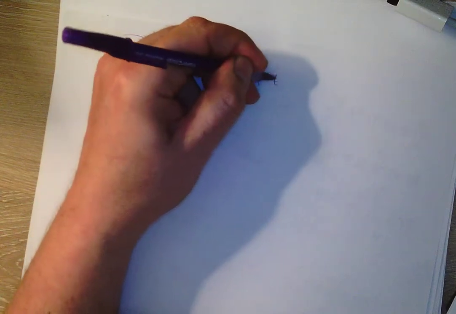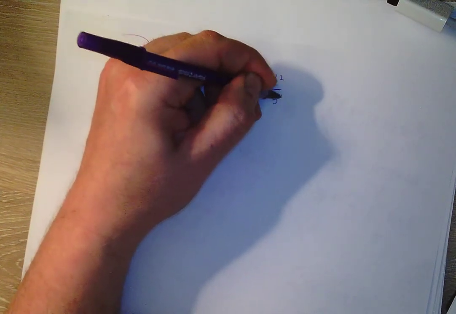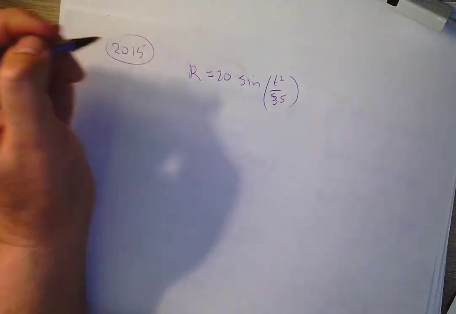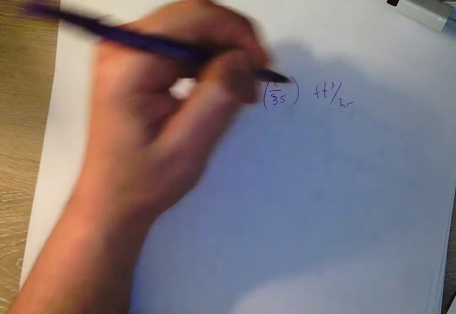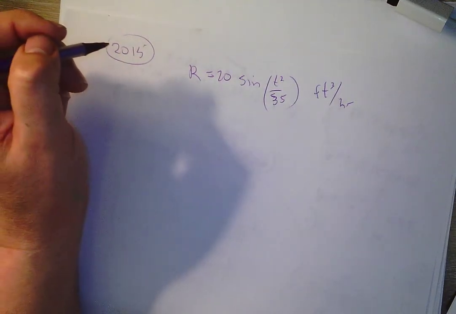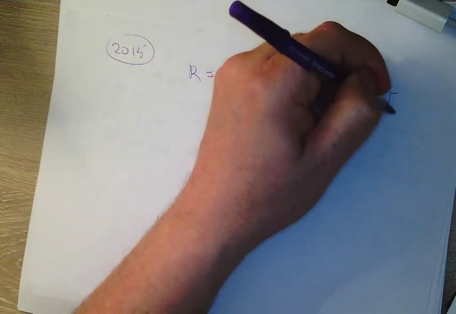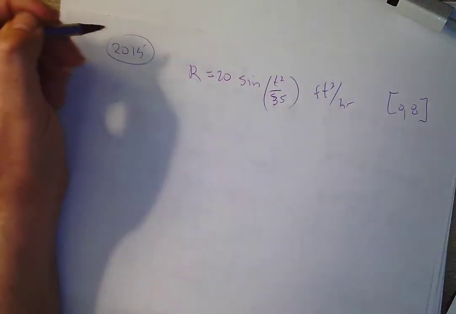Problem 3, 2015. Rainwater flows into a drain pipe. So R is going in at 20 sine of t squared over 35, and those are cubic feet per hour. So that's a rate function. I bet I'm going to have to integrate that rate on 0 to 8.